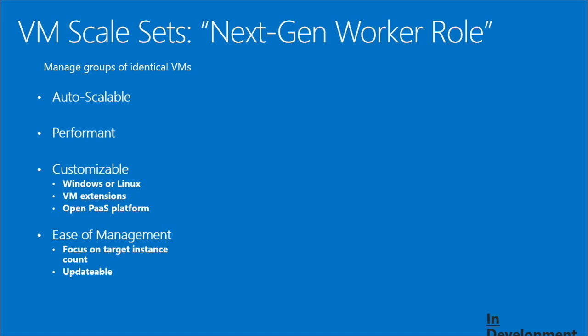VM scale sets, if you're familiar with what Azure offers today, Azure has this cloud service called a worker role, which is a compute platform as a service. We are essentially re-implementing the worker role, so it actually natively supports Linux. So that's essentially what are called VM scale sets. And the key primitive for VM scale sets is that it supports auto scale natively. I'll give you an example of what this looks like.